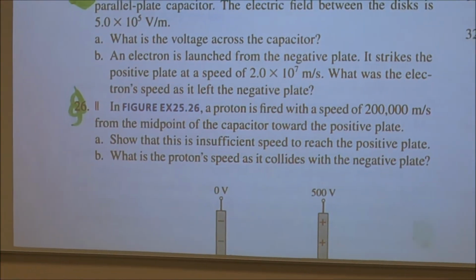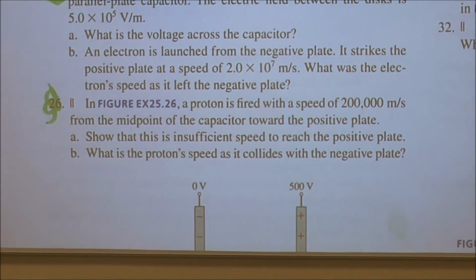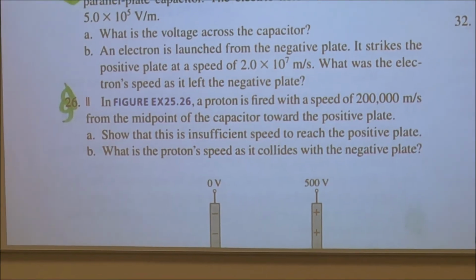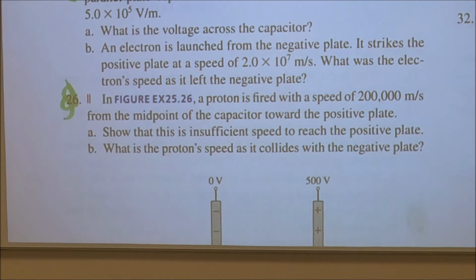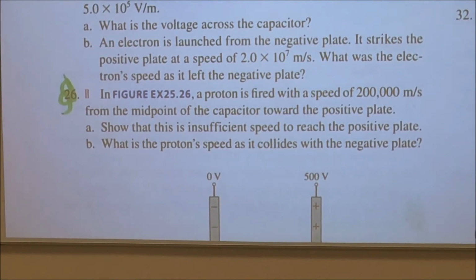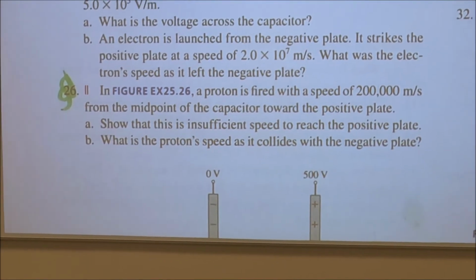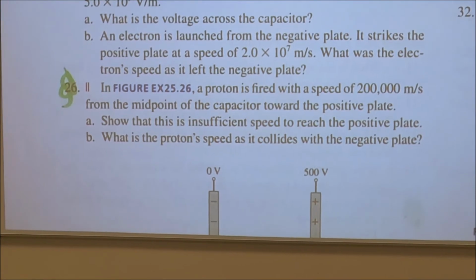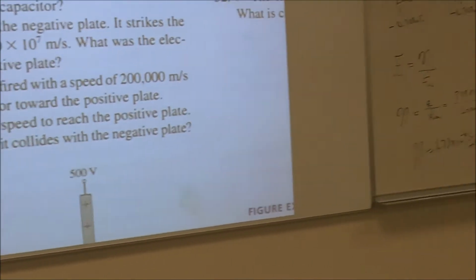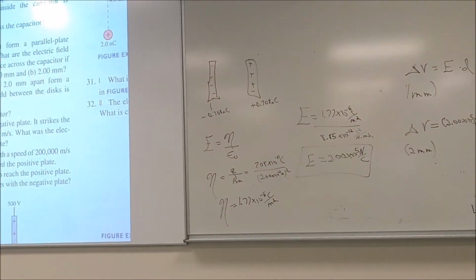It says, a proton is fired with a speed of 200,000 meters per second from the midpoint of the capacitor toward the positive plate. Show that this is insufficient speed to reach the positive plate, and what is the proton speed as it collides with the negative plate? Okay, now let me draw us a pretty picture, because we're going to need a pretty picture.